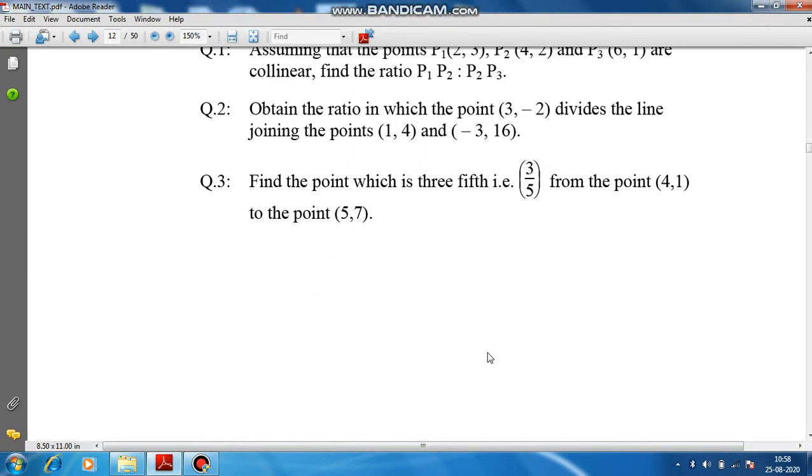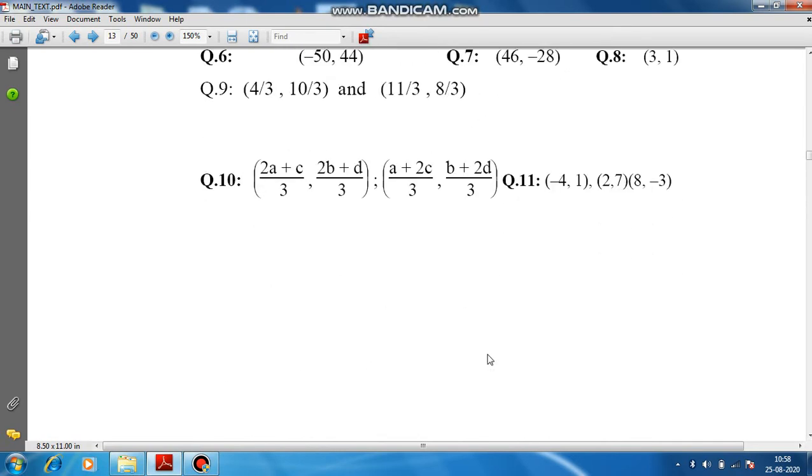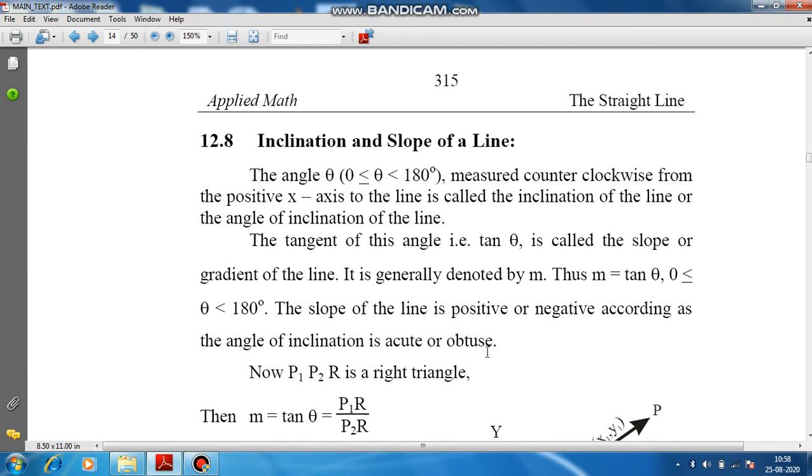Your course in HS first year starts from straight line, and now we are here to start your course. So in straight line, the first thing is the slope of a line. Line means straight line.